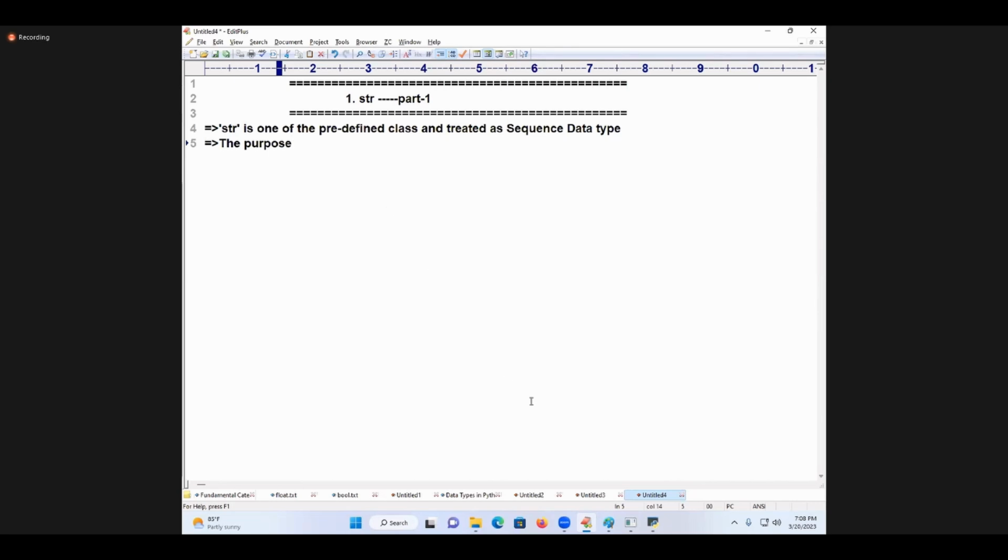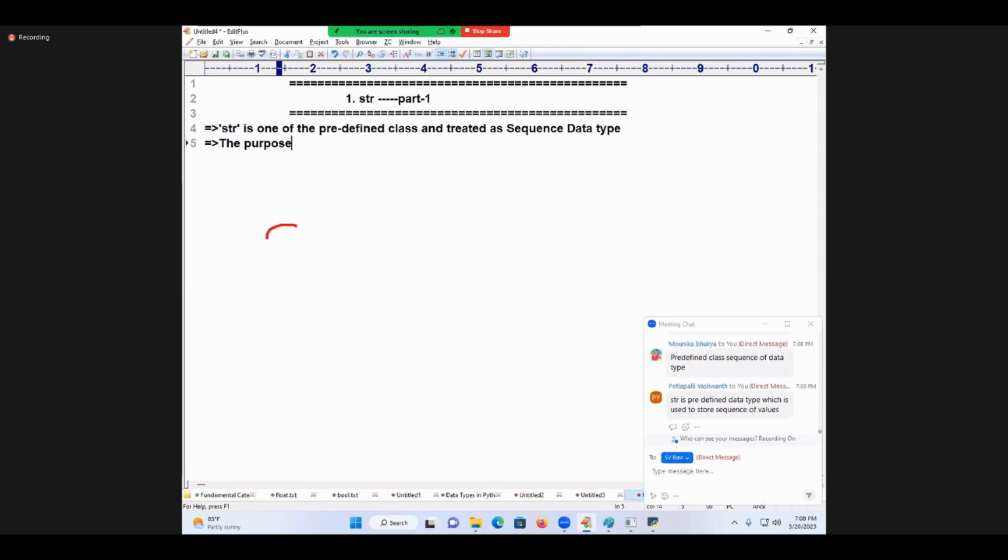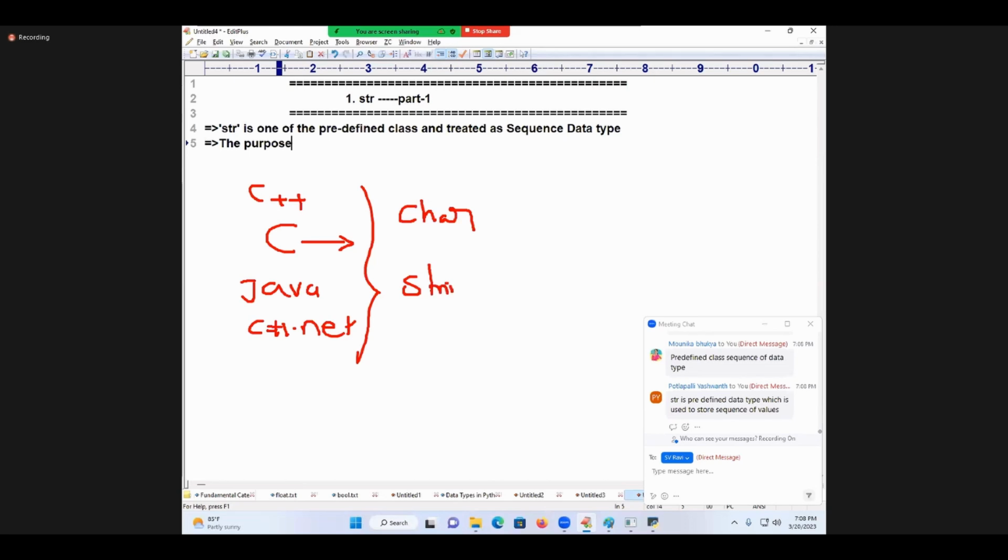Let me come to C programming, for a minute, so you understand more. In C programming, C++, Java, and C#.NET, you have 2 data types. One is the char data type. One more is the string data type. In C language and C++, an array of characters is called a string. In C# and Java, both char as well as string are there.